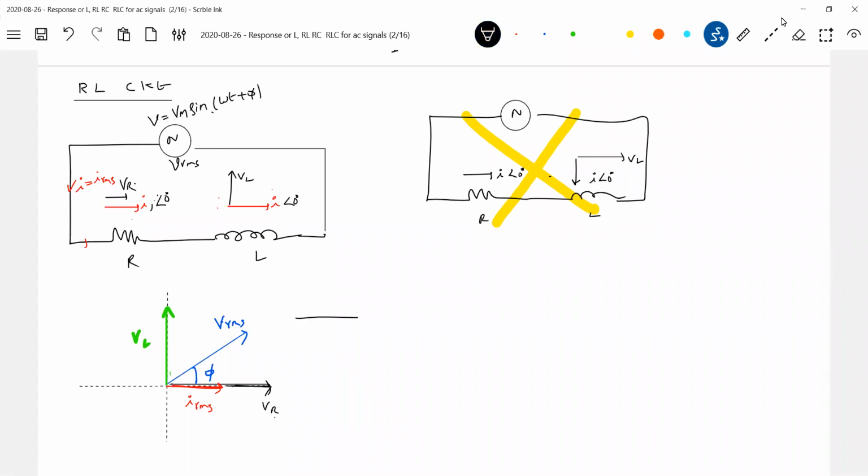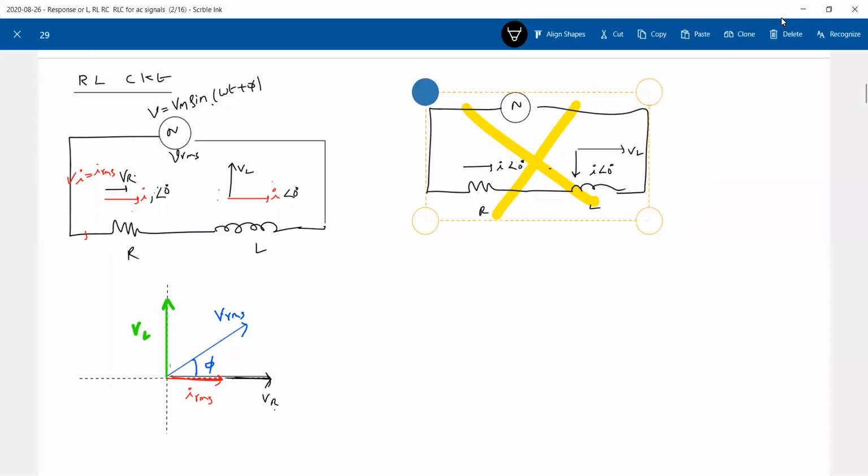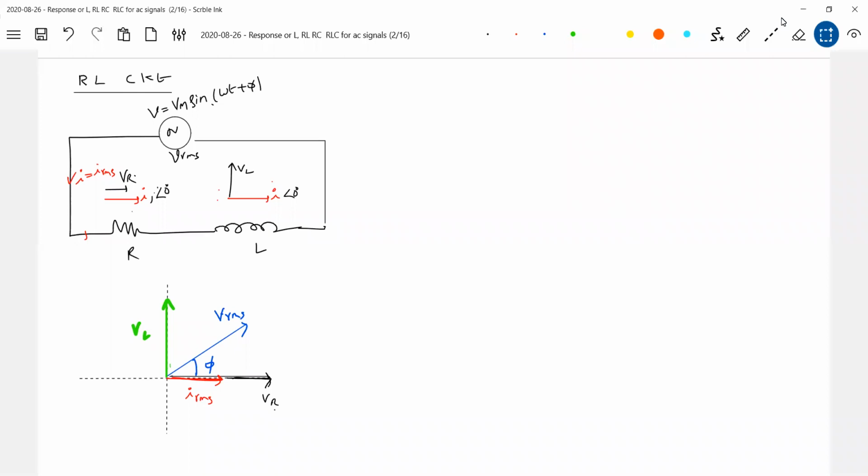So this is what is called the voltage triangle. I'll take this out. The voltage triangle will be drawn. This is VRMS. This is VR. Why should VR have zero phase? I'm assuming current to be zero phase, and across the resistor voltage and current will be in phase. And this is the phi.